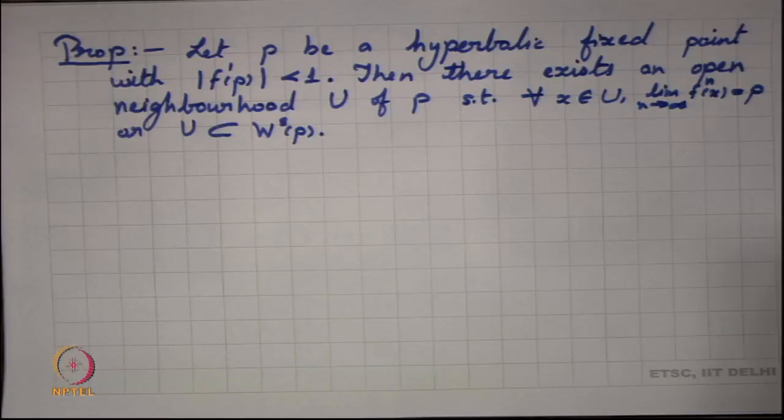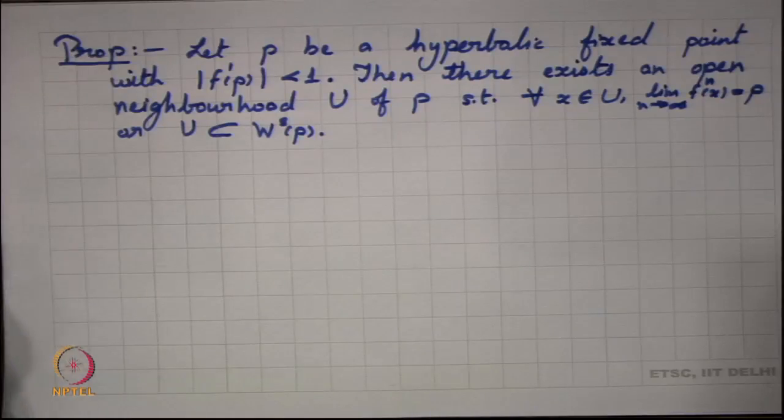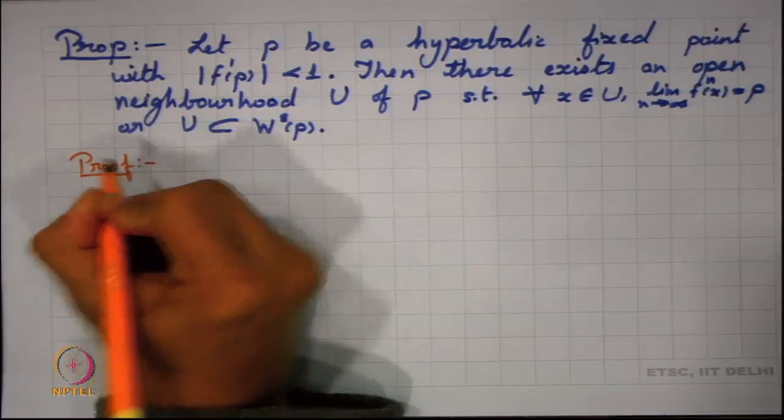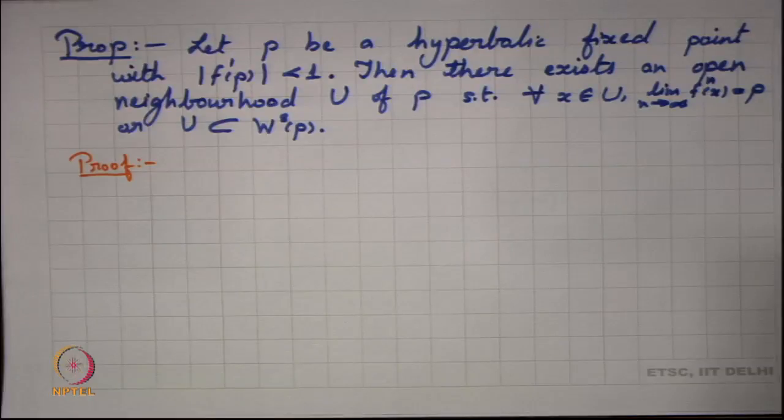is less than 1, then there exists an open neighborhood U of P such that for every x in this neighborhood, f n x, the orbit of x, is converging to P. In other words, we have an open neighborhood of P such that this open set is contained in the stable set of P. So, the proof here is quite simple. We start with the proof of this proposition.